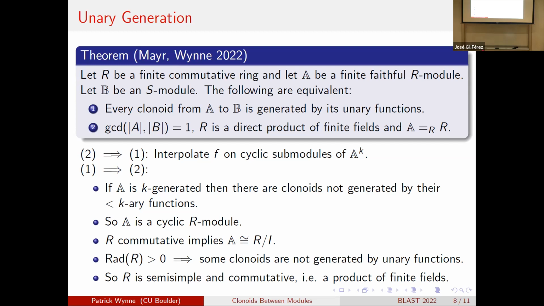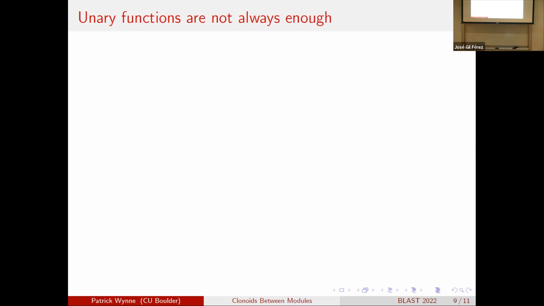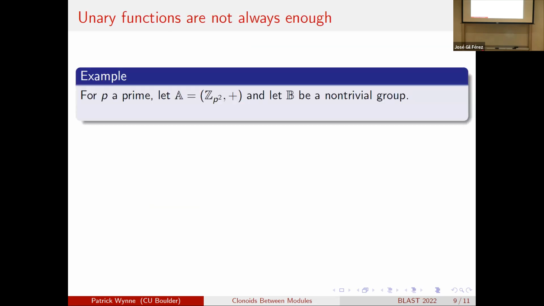Of course, maybe we don't have unary generation for some clonoid, but maybe we still have, say, binary generation or something like this outside of this setting. And so we'll look at that as well. The question we answered as well is that if we have a prime P, then with the integers mod P squared with addition as the source of our clonoid, and any non-trivial group as the image of our clonoid, we have distinct clonoids with the same unary part, but distinct binary parts.